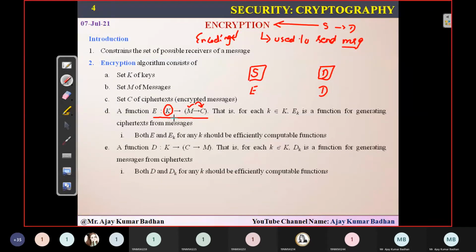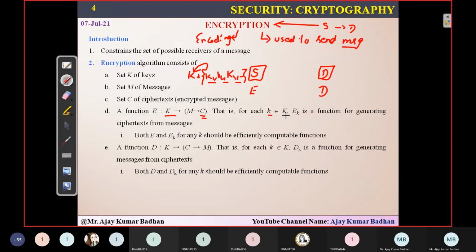Capital K represents the set of keys, and the individual keys are represented as small k: k1, k2, k3, and so on. These are the set of keys we have. This is the function we use for encryption. Using one key from this set of keys, we take one message from the set of messages and directly convert it into one of the ciphertexts.